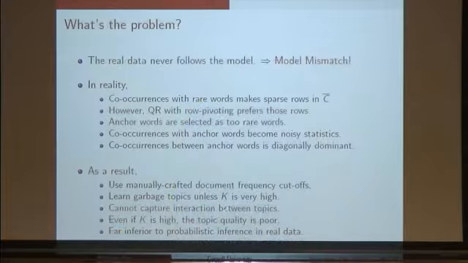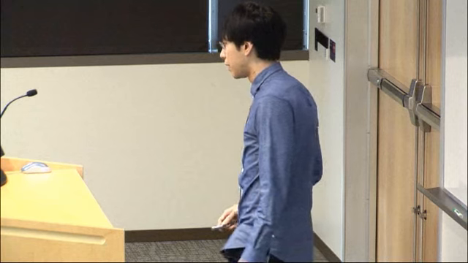And even with the document frequency cutoff, if the number of topics is very small, they learn garbage topics and cannot capture interaction between topics at all because of this problem. And even if K is high, the topic quality is poor. This was discovered recently because the original two papers all used synthetic data sets, which follow the model pretty well. But in real data, the topic quality is very poor, and compared to probabilistic inference like Gibbs sampling, the entire inference quality is far inferior.